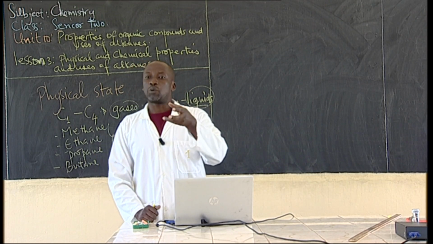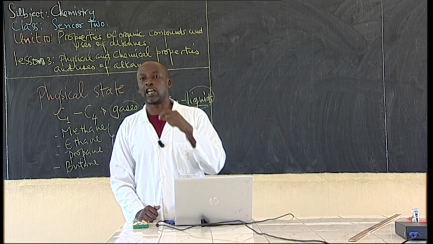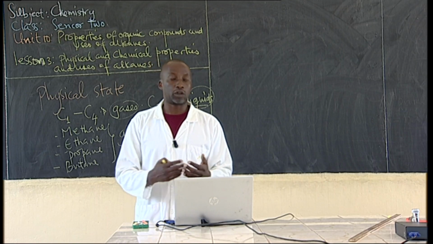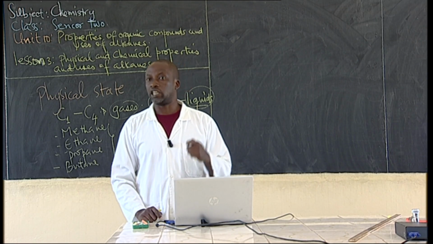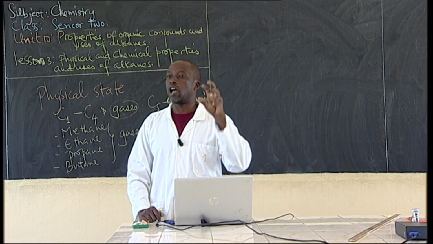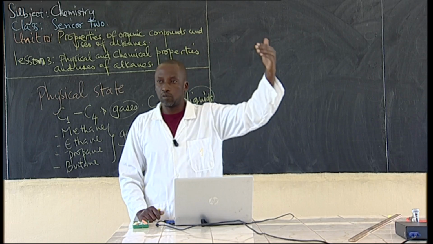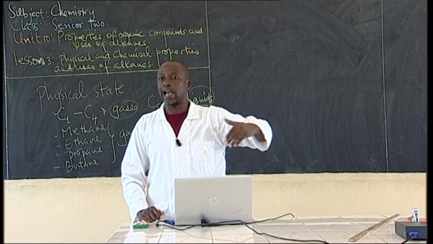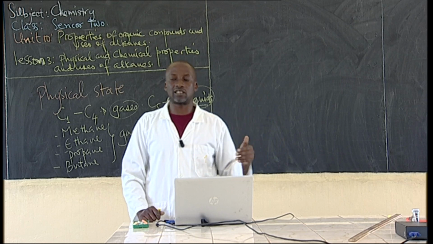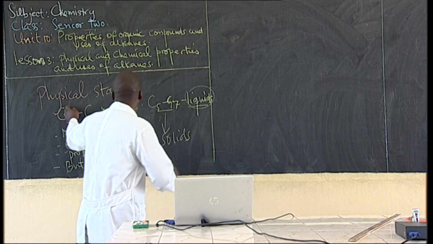One example of a solid alkane is candle wax, bougie, which we use for lighting, providing light. That bougie is an example of alkanes with high molecular mass and a high number of carbon atoms. That is why it exists in the solid state. So that was the physical state.